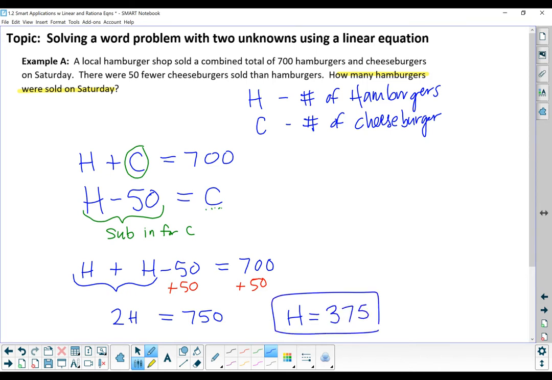So, when you get to the end of a word problem, always make sure you found what they were asking you for. It would have been possible for us to find C, and in that case, we may need to go back and substitute to get the one that we're looking for, but for this one, we were looking for the number of hamburgers, and that's what we found.